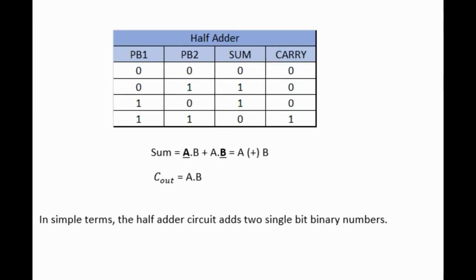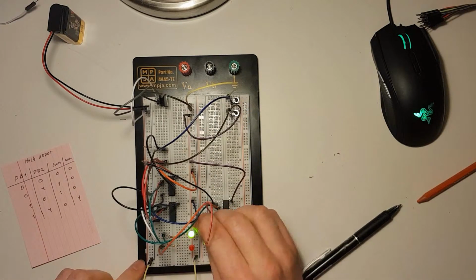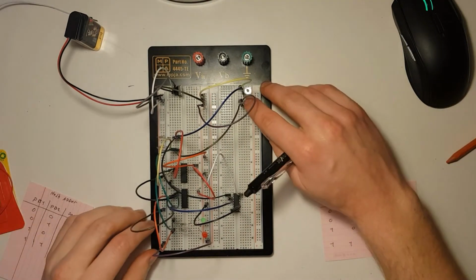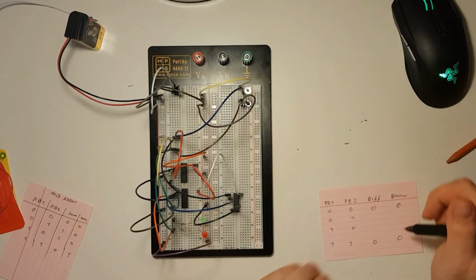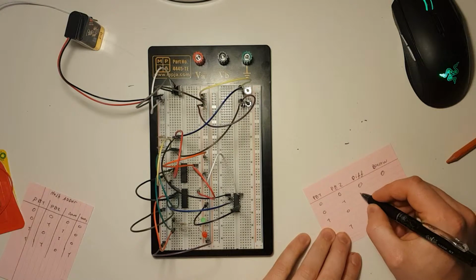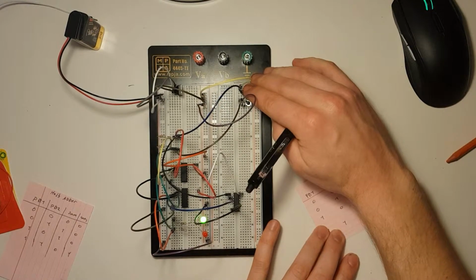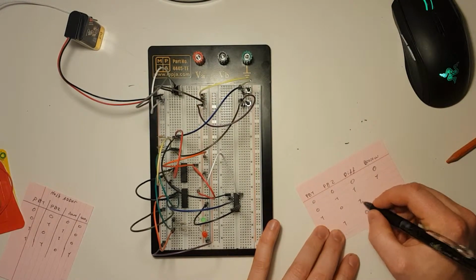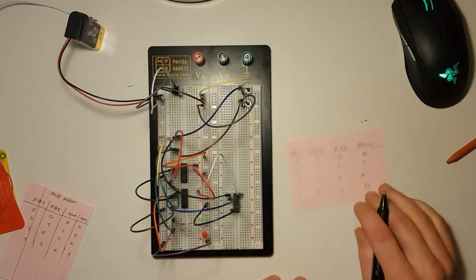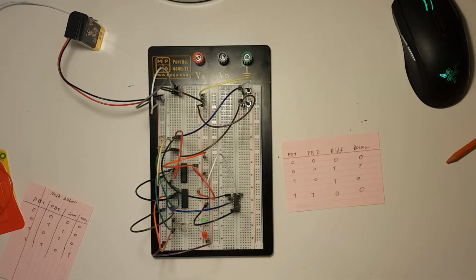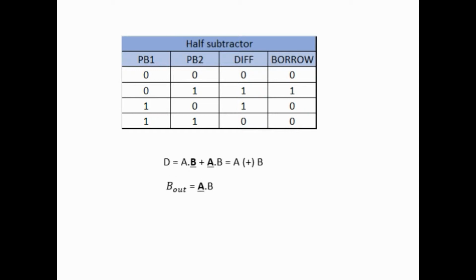Now let's look at the half subtractor. Similarly to the half adder circuit, the half subtractor has two inputs and two outputs. However, the outputs in a half subtractor circuit are different: D and borrow, B out. The Boolean functions for the half subtractor are derived with the same method as the half adder. Here you can see the function.